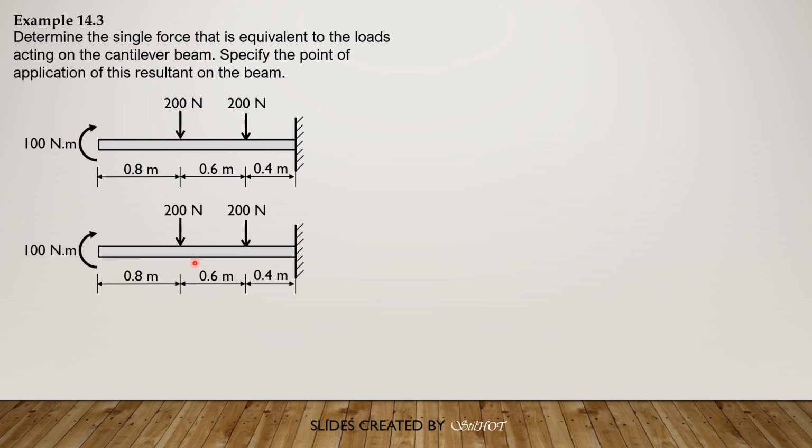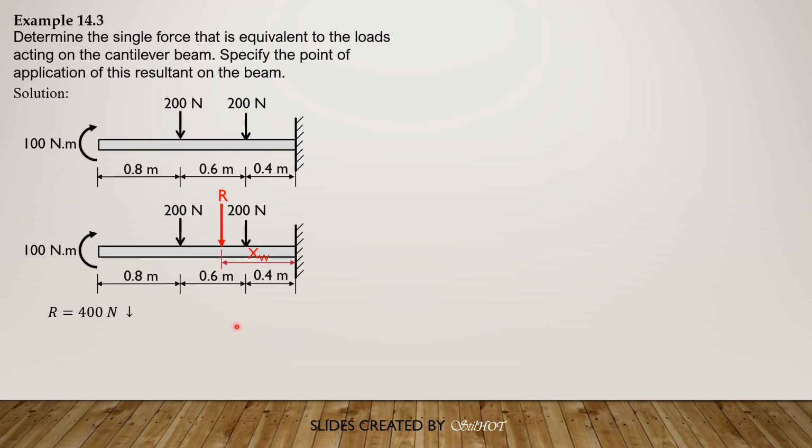So the resultant may be located somewhere between the 200 newton forces. And we'll call its position from the fixed wall as x sub w. So R is 400 newtons downward, obviously 200 plus 200. Then we use Varignon's theorem to locate it from the fixed wall. So the moment of the resultant about the fixed wall is counterclockwise.